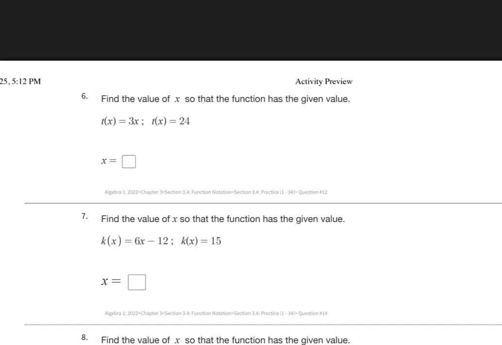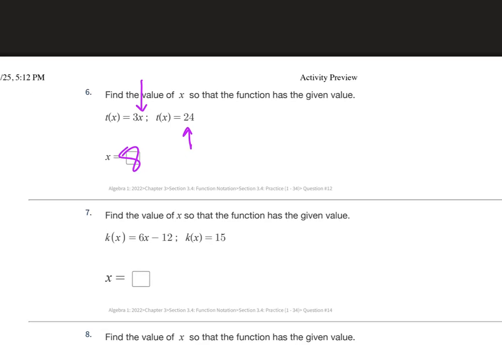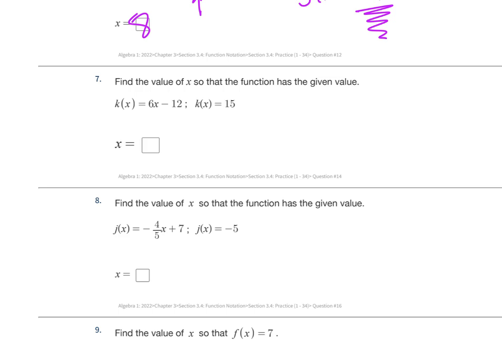Moving on. Find the value of x so that the function has the given value. T of x equals 3x, and t of x equals 24. Oh, okay. So we just want to know what number do we plug in right there in order to get that. That would be 8. 3 times 8 is 24. How you could solve this is we want to know when 3x equals 24 because we want to know when t of x is 24.